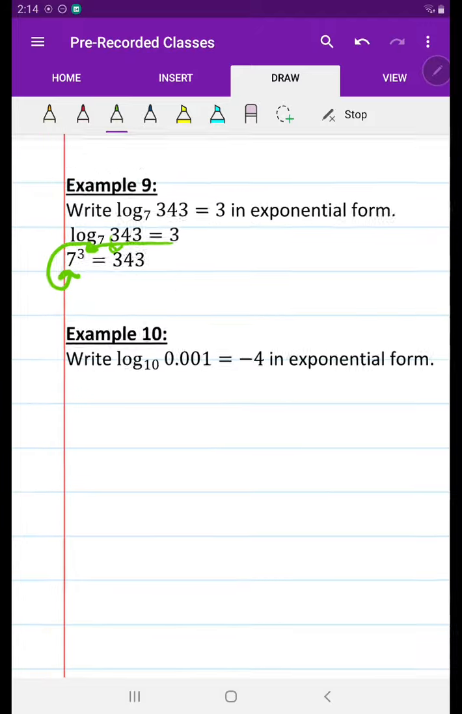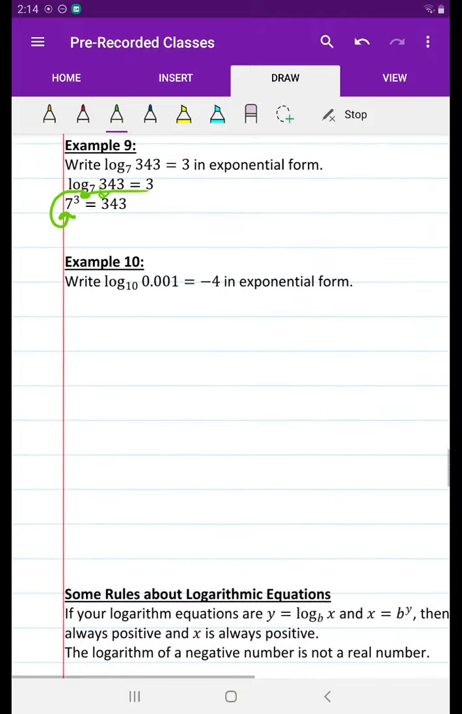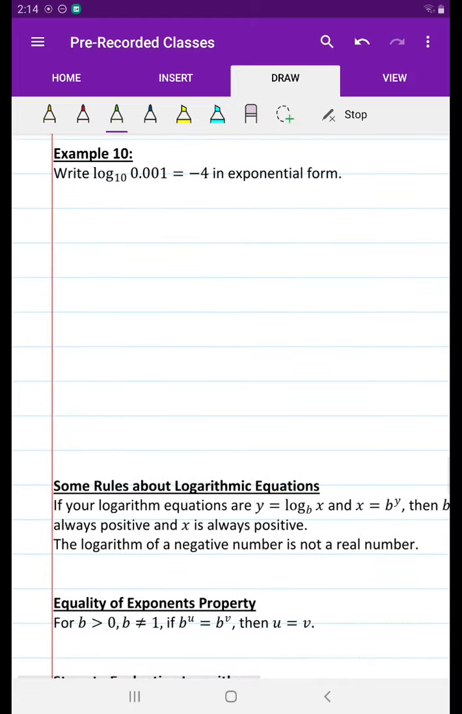So now in example 10, we have to write log base 10 of 0.001 equals -4 in exponential form. So my base is 10, the exponent on that is -4, and it equals 0.001, right? So if you want to see how I did that, I dropped my base down, and my exponent and my answer, or the argument of my log, flip-flop.